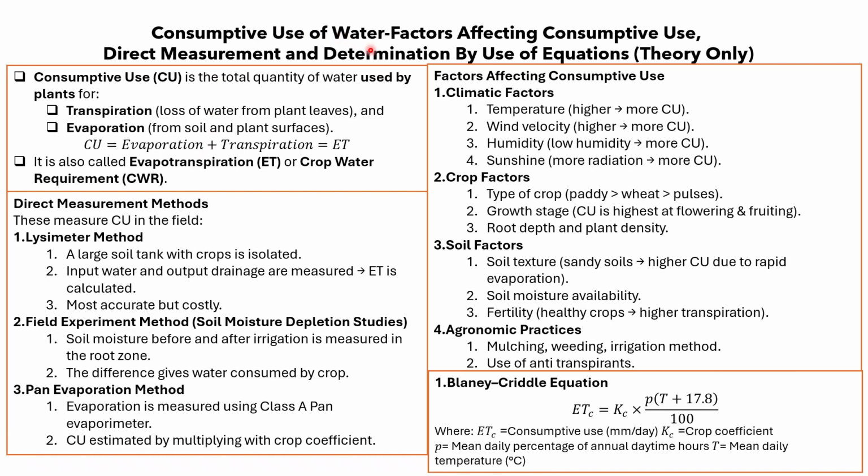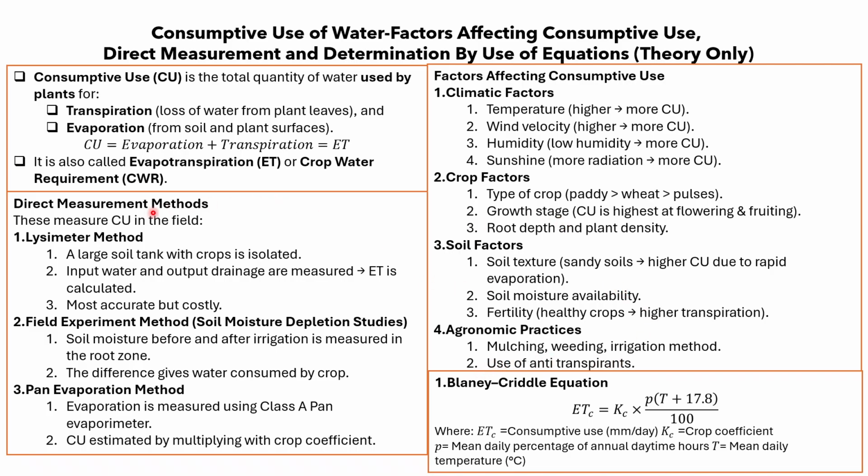The last one: consumptive use of water, and the factors affecting consumptive use. It is the total quantity of water used by the plants through transpiration and evaporation. So consumptive use is equal to evaporation plus transpiration. Here we have the different factors affecting consumptive use. Climatic factors like temperature, wind velocity, humidity, and sunshine. Crop factors like type of crop, growth stage, and root depth. Soil factors: texture, moisture, and fertility condition. And agronomic practices like mulching, weeding, and use of anti-transpirants.